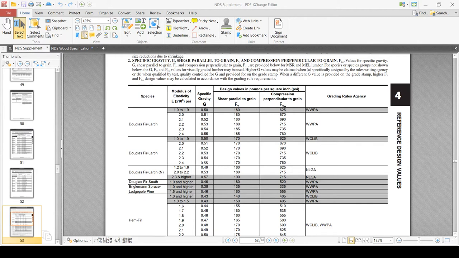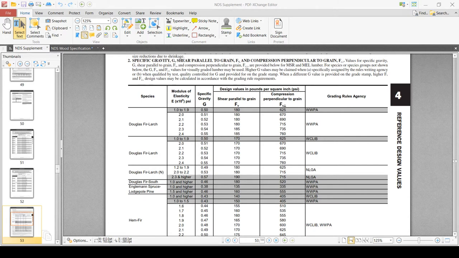So what we have here is WWPA and the WCLIB. And these are two lumber grading agencies, and different sawmills will operate according to one or the other, or maybe switch back and forth depending on where they're selling their product, or maybe they'll try to meet multiple at once. But basically these are private organizations. It's not like these are government organizations. They have different people looking at different sets of data, and even the same set of data can come to different conclusions.